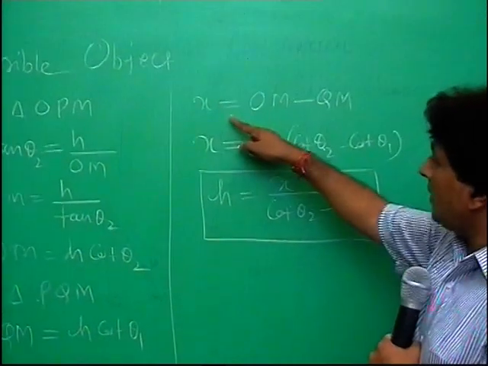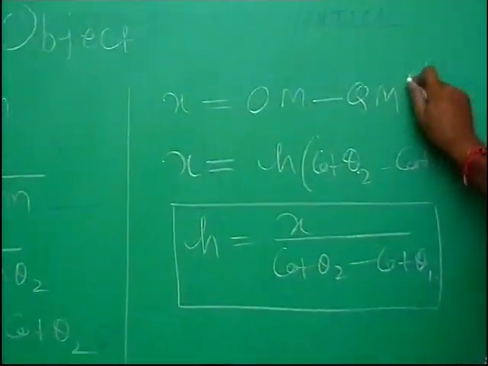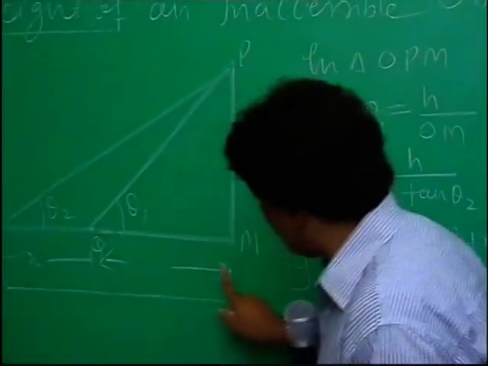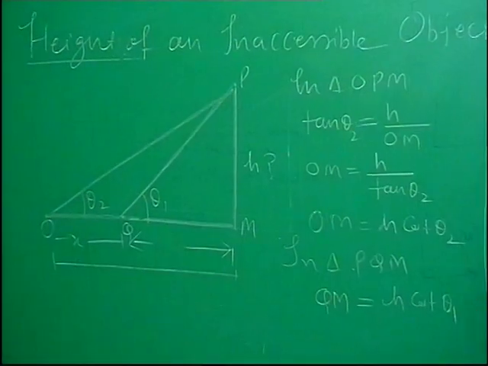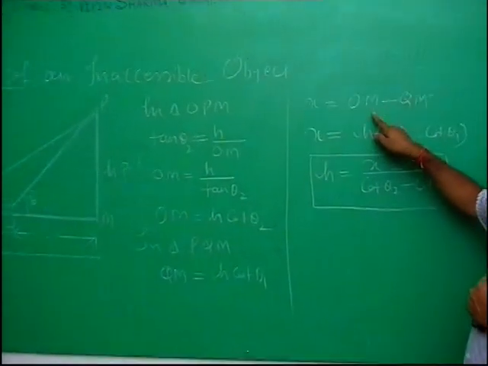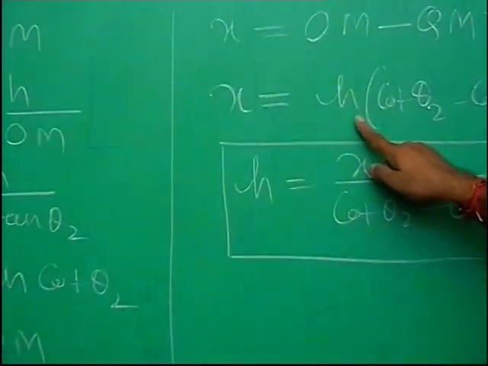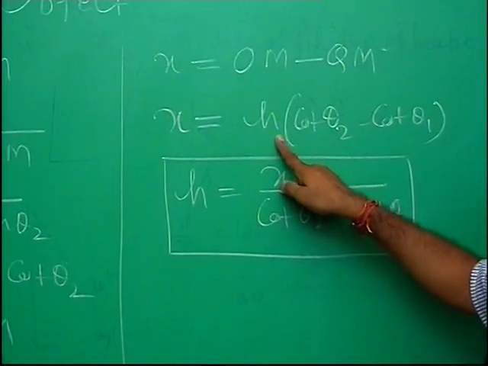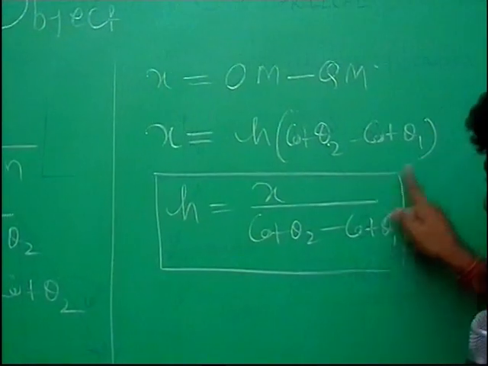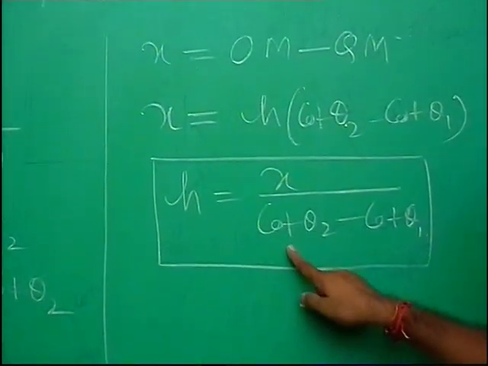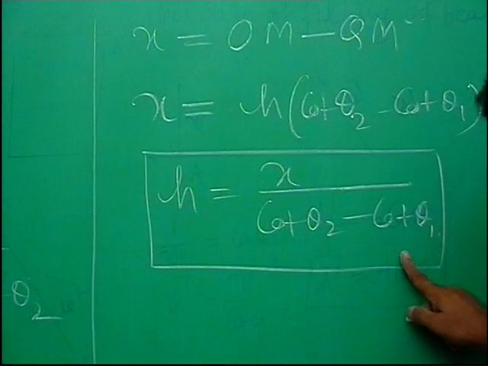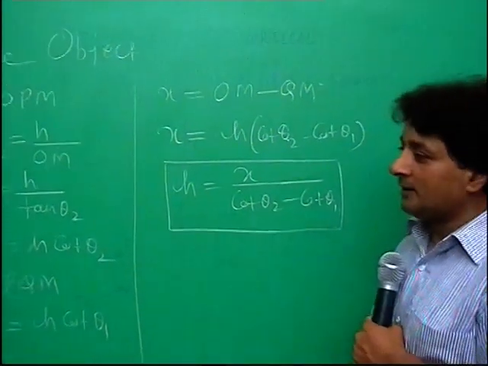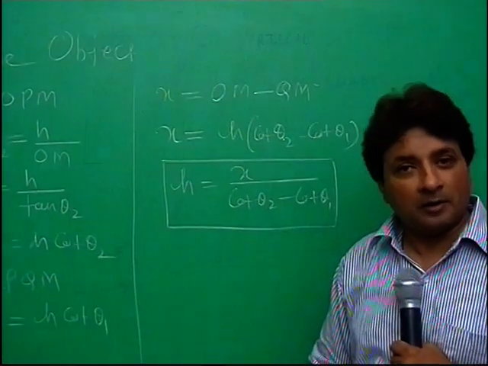Now students, x is OM minus QM. As you can see, x is OM minus QM. Then x is equal to OM is h cot theta 2 and QM h cot theta 1. We take h common, cot theta 2 minus cot theta 1. Hence h is equal to x upon cot theta 2 minus cot theta 1. This is how, knowing theta 1, theta 2 and x, we can find the height of an inaccessible object.